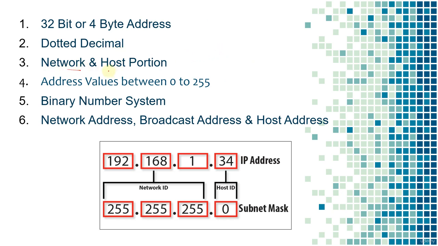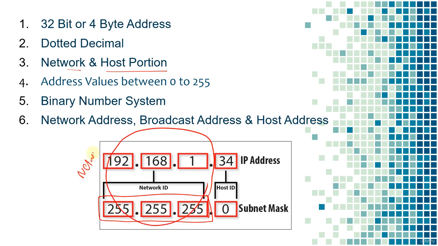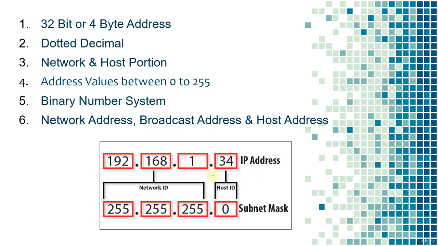It has a network portion and a host portion. As you can see, just by looking at the subnet mask, wherever the subnet mask is common, 255, 255, and 255, this is going to be your network portion. And where you see 0, this is going to be your host portion. So what does it mean by network portion or host portion?